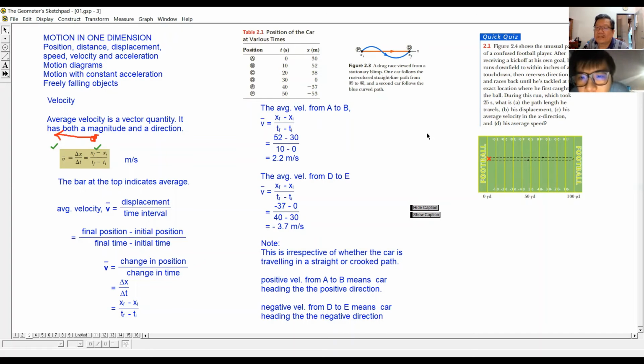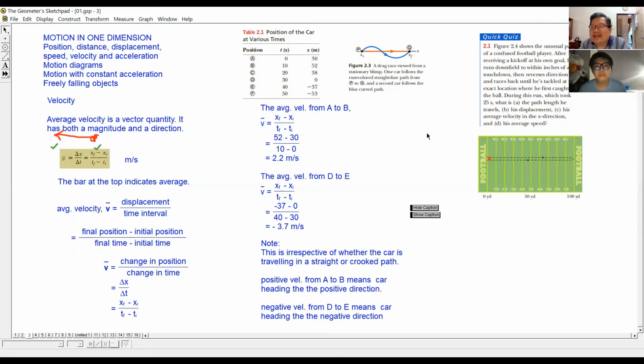How do you find out? How much is the distance moved by this football player? 200 yards. How many yards? 200 yards, correct. You go forward 100 to the right hand side, then come back another 100. So the path taken is 100 plus 100, which is 200 yards.